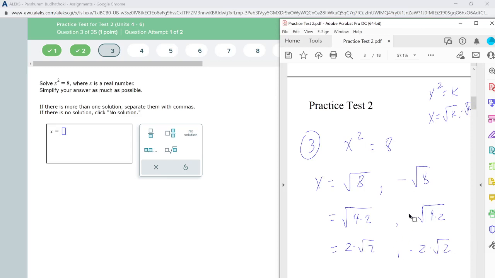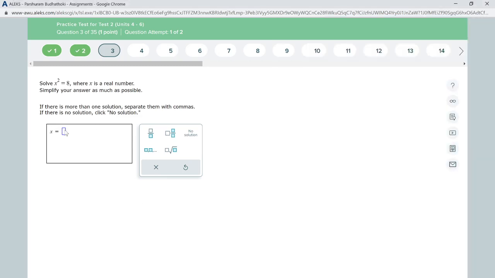So these are the two solutions. This is the simplified form. When you write down the answer, if there is no solution, click no solution. So the answer: 2 square root of 2 and comma, negative 2 square root of 2. These are the answers.